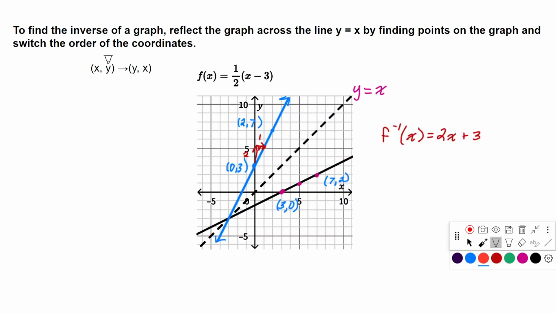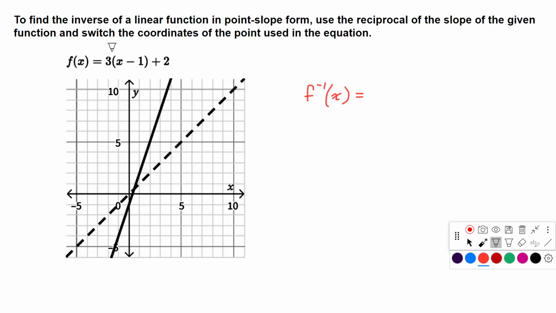So if we go back and we look at this graph, we have a slope of 1/2 and we have a slope of 2. Those values are reciprocals of one another. A reciprocal is when you can flip a fraction around. And when I flip 1 over 2, I get 2 over 1, which is the same thing as 2. So when I want the reciprocal of 3, I know it is going to be 1/3.